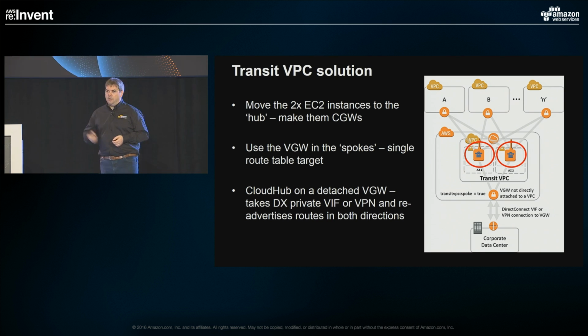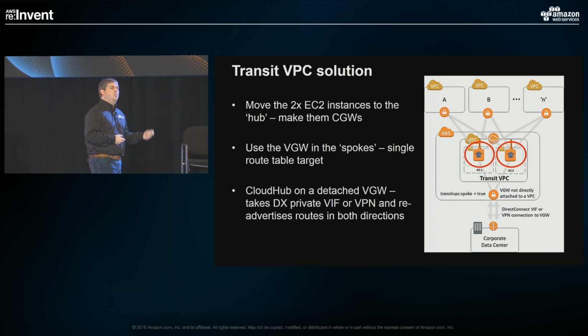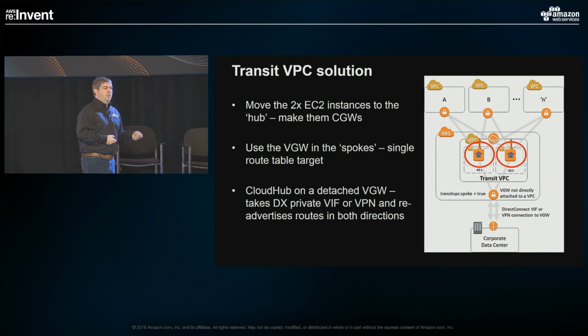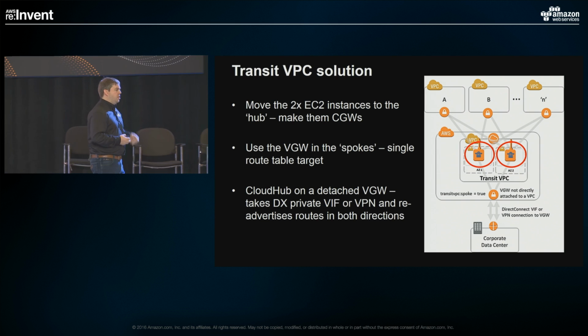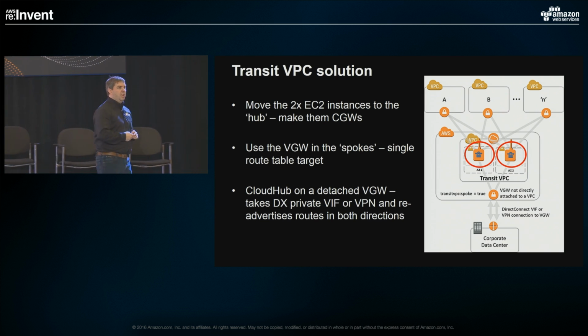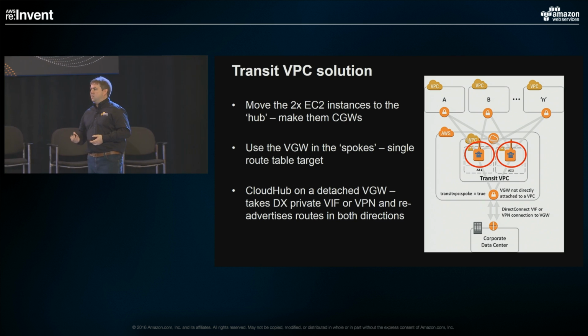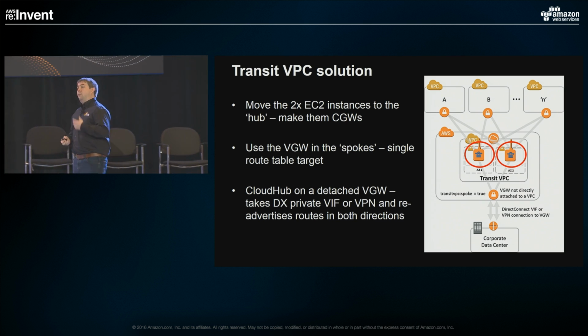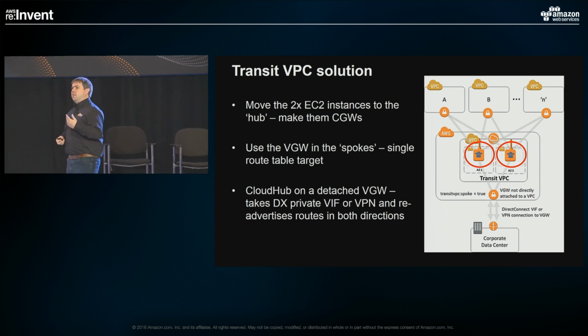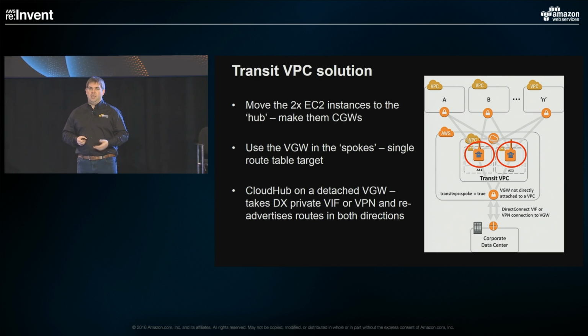VPCs, A and B at the top, because you have one target in your route table, the virtual private gateway. You don't have to script any failover. You just say, send my traffic to the virtual private gateway, and we take care of it for you. In the hub, we have the 2 VPN instances, so that's highly available and resilient. If one of those fails, all of the traffic will just keep flowing over the other one whilst it gets replaced by whatever automation you want to implement.